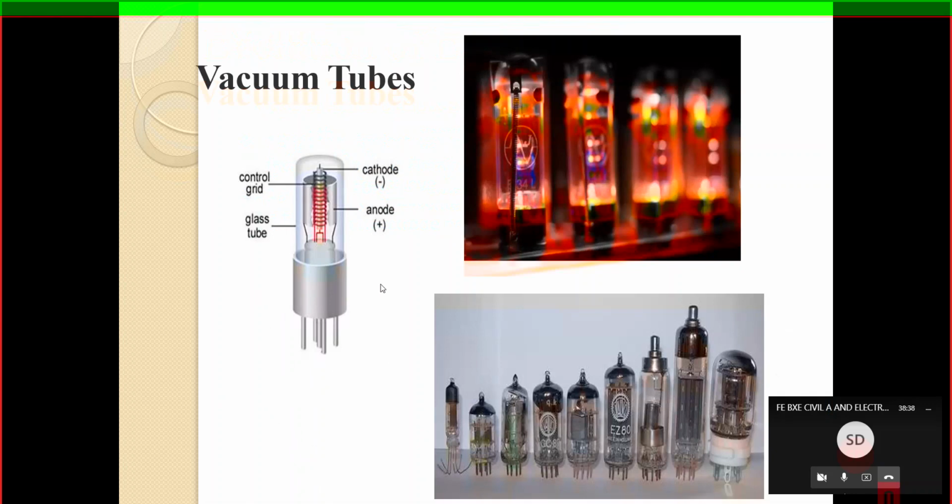This is a number of images of vacuum tubes you can see. You can compare it with the older tube lights you used at home in the last 10 years. But with today's technology you can use LED bulbs or LCD bulbs, and that type of bulb uses transistors only, not vacuum tubes.